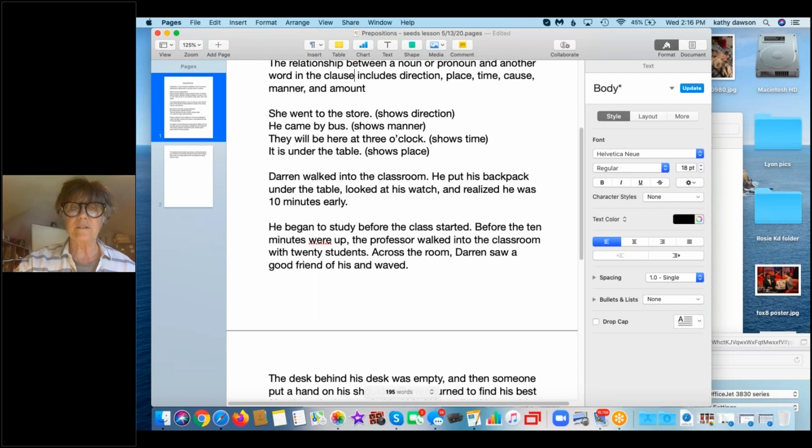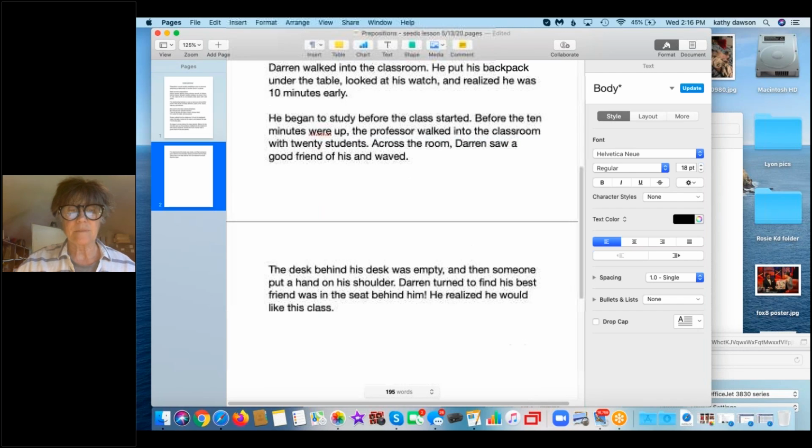Darren saw a good friend of his and waved. The desk behind his desk was empty. There's a preposition, behind. The phrase is behind his desk. And then someone put a hand on his shoulder. So where did they put the hand? On. On is the preposition. On his shoulder is the prepositional phrase.